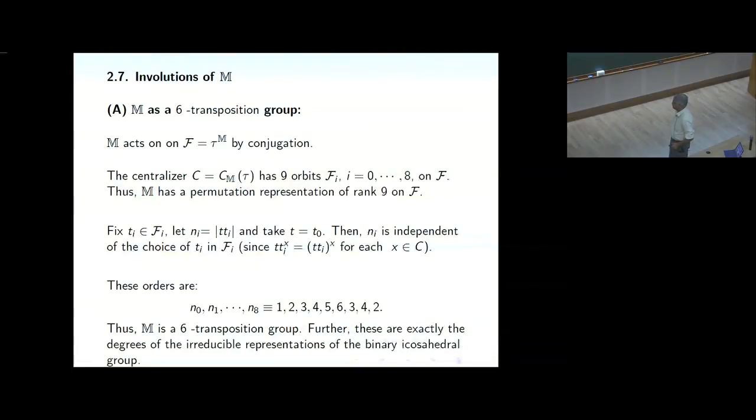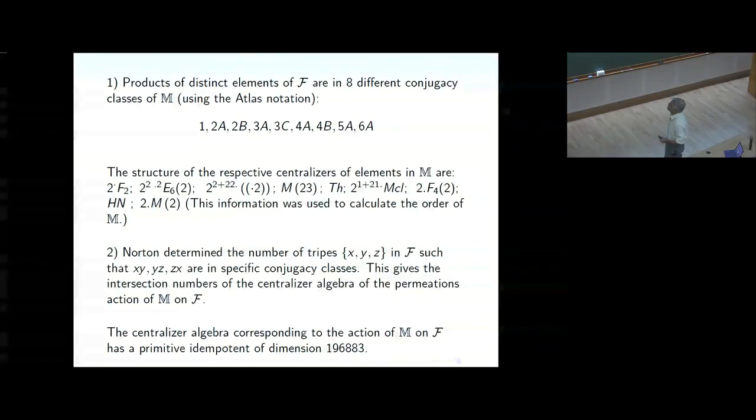Further, these numbers are exactly the degrees of irreducible representations of the binary icosahedral group. This is another strange thing. And the products of distinct elements of F are in different conjugacy classes. This notation is from the Atlas. And the structures of the respective centralizers in M are these things.